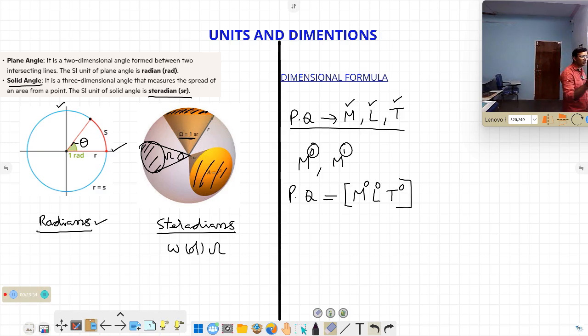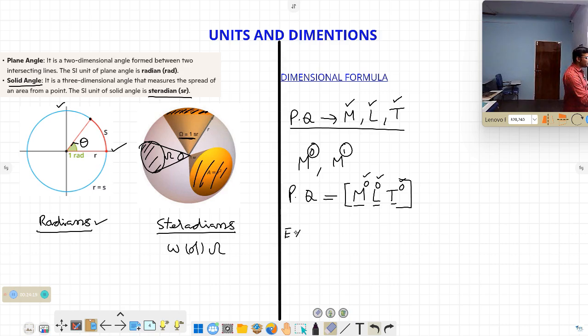The dimension formula is applicable for the 3 fundamental quantities only. More than 3 we are not going to write. Some we can write, but some applications cannot be done using more than 3 fundamental quantities. So any physical quantity which you express in terms of MLT, whose powers are raised by a certain number, is called the dimension formula. I'm writing some examples here.